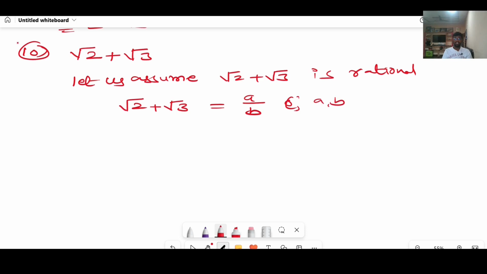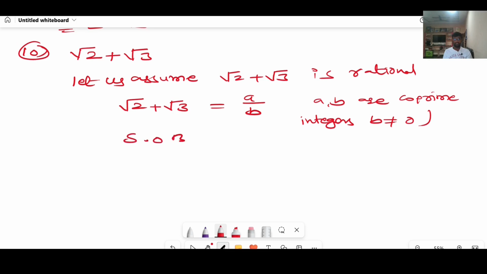a, b are co-prime integers. b should not be equal to 0, even though a is also not equal to 0, but we will not mention that one. Next, we will do squaring on both sides. Squaring on both sides, we will get root 2 plus root 3 whole square.